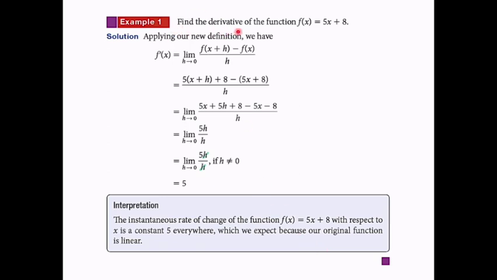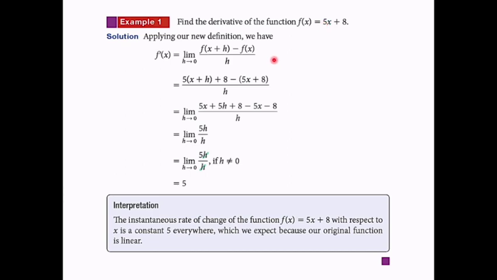It says find the derivative of the function f of x equals 5x plus 8. Right away we see that this function is a line. It's a linear function. And when we talk about linear functions, we know that no matter what point we pick on that line, or no matter what two points we pick on that line, if we're looking at an average rate of change, the slope will always be the same because the slope of a linear function is constant. So without doing any work, I should know that my answer is going to be 5 because this is linear and 5 is the slope here.